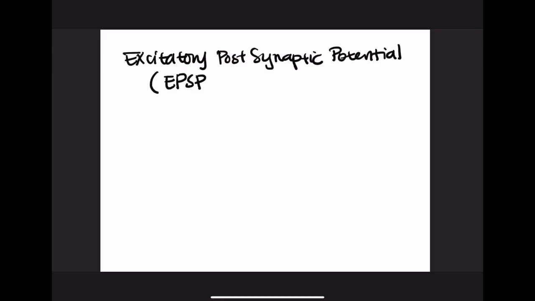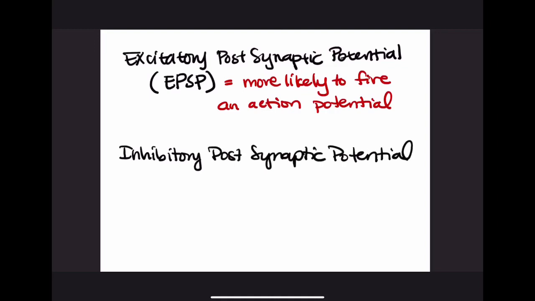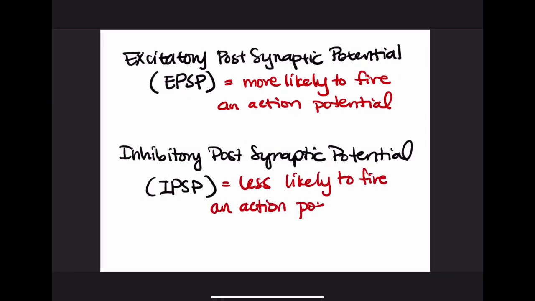So let's go ahead and compare the differences between these two. The excitatory postsynaptic potential, or EPSP, will more likely cause a neuron to fire an action potential, whereas the inhibitory postsynaptic potential, also known as IPSP, will less likely cause a neuron to fire an action potential.